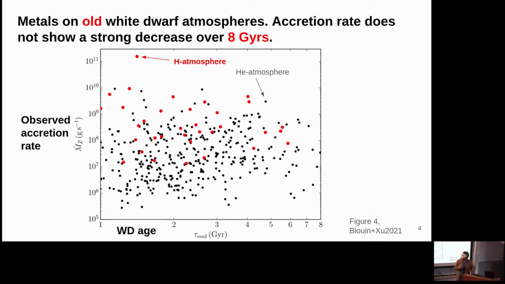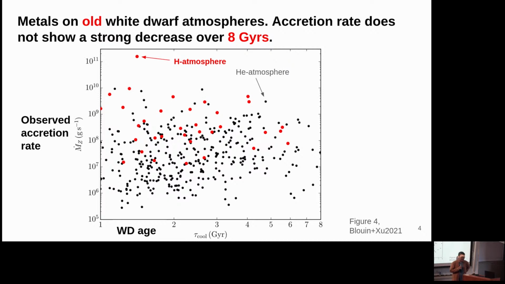So the science question that I've been tackling in the last 5 years is that we see metals in the atmospheres of old white dwarfs. In fact, we see them in white dwarfs from 1 billion years all the way up to 8 billion years old. This is very surprising because, well, you put a piece of metal on water, it should sink, right? And it's the same thing here.